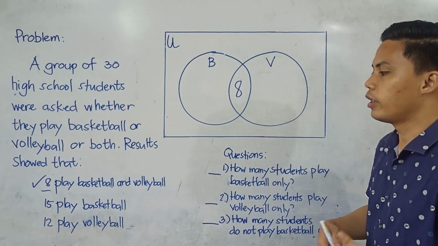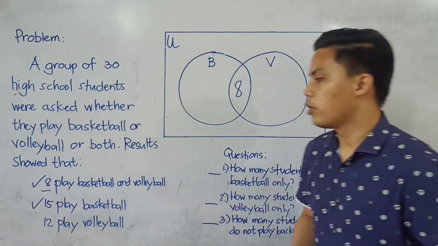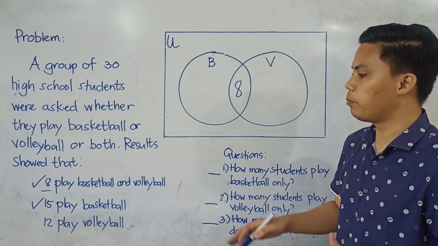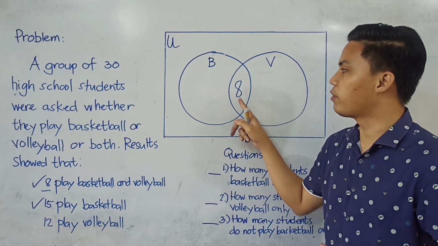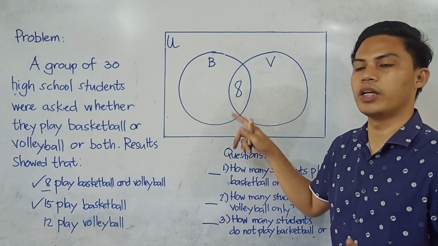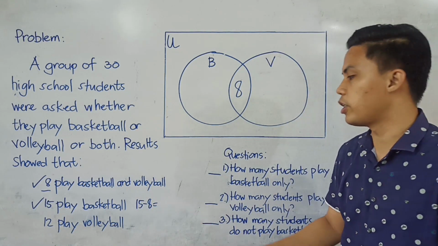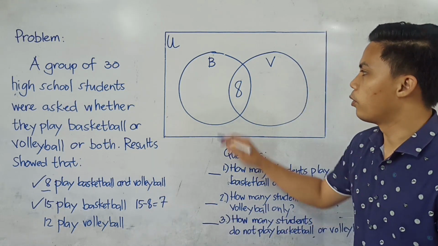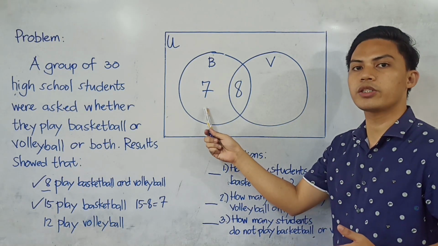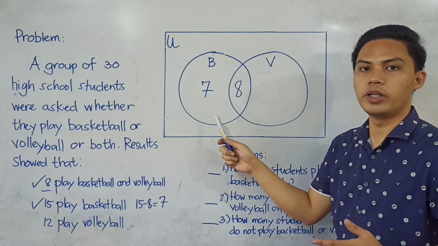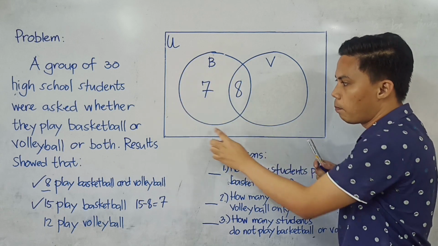Okay. Next, information. 15 play basketball. So again, do not write directly 15 dito sa region. Under B only. So kailangan mo natin i-subtract yung number of elements na nasa intersection na. So that would be 15 minus 8. 15 minus 8 is equal to 7. So, ilalagay natin dito si 7. Ibig sabihin, there are 7 students who play basketball only. So, all in all, pag i-add natin sila, 7 plus 8, we have 15 students who play basketball.